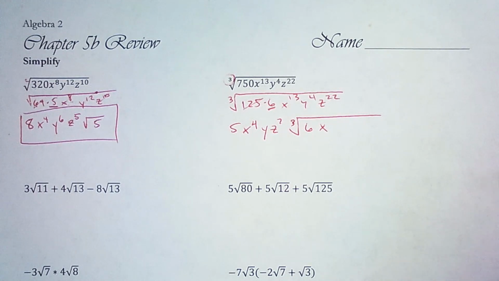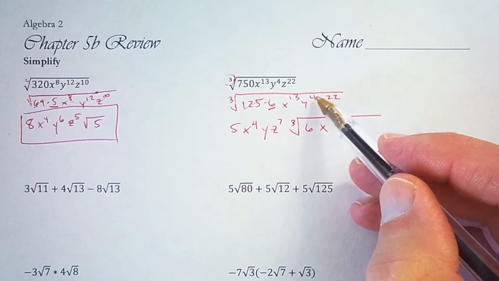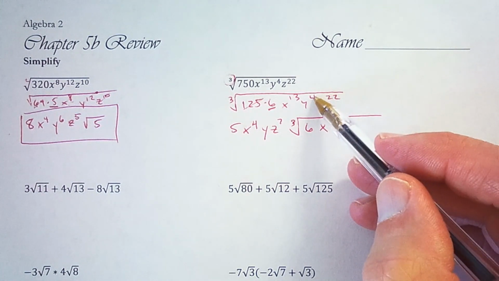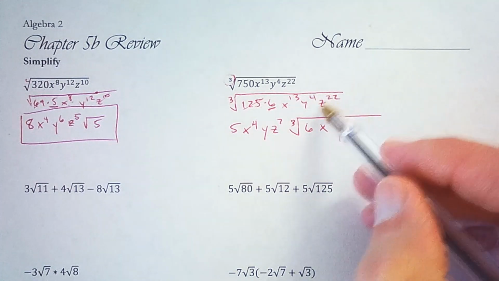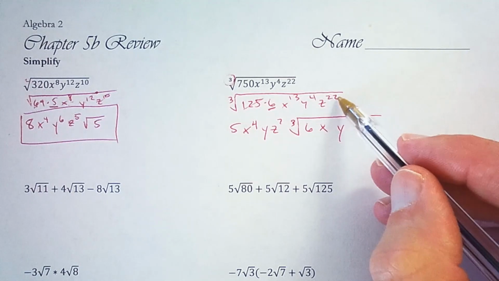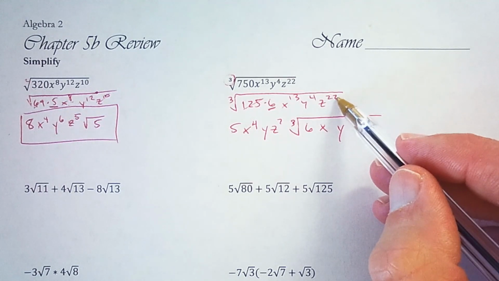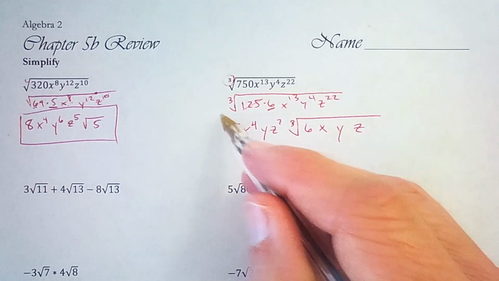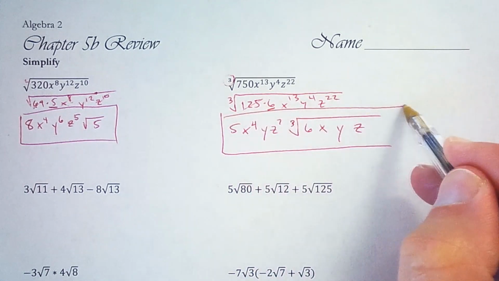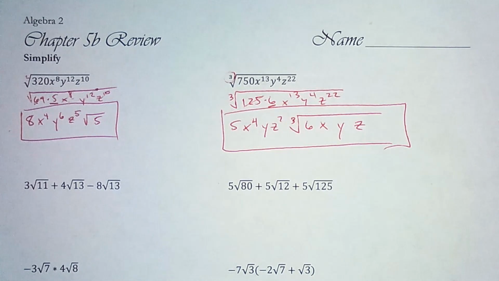So x to the 1st power. When I took out 1 group of 3 out of this 4, that left me with 1 left over. And when I took out 7 groups of 3 out of this 22, 7 groups of 3 is 21. Out of 22 leaves me 1 left over. So there is my simplified form.